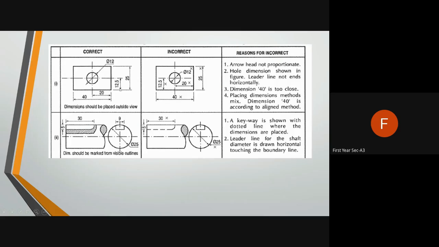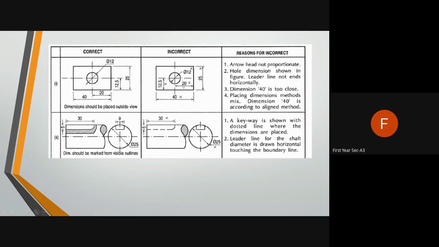This is the correct way. If you want to show dimension from this point to this point, this is the correct way. Okay, this dimension, this is the correct way. Here it is shown, okay, so this is the incorrect way, this is the correct way, meaning first the lower dimension and then the higher dimension.